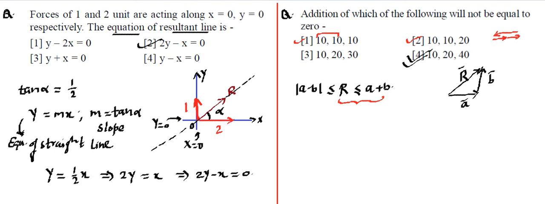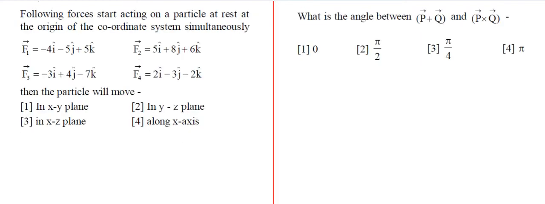Let's go for the next question. So let's read this question first. It says the following forces start acting on a particle at rest at the origin of the coordinate system simultaneously: F1, F2, F3, F4. They start acting on the particle, then the particle will move. In which direction, or in which plane, it's going to move, we need to find out.